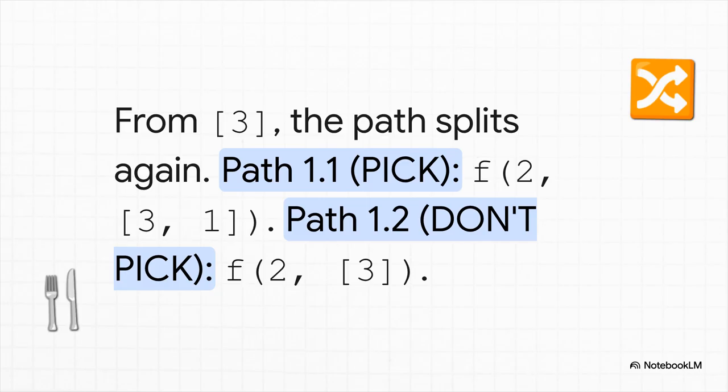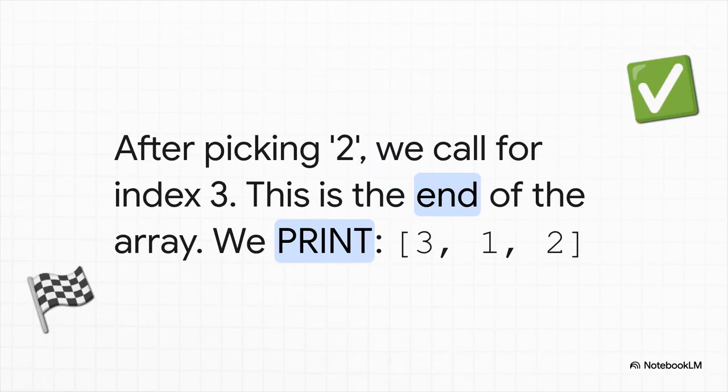Now we're at index 1, looking at the element 1. And guess what? We do the exact same thing again. We split. We make 2 new recursive calls, one where we pick 1, creating 3, 1, and another where we don't pick 1, leaving us with just 3. And if we follow that path all the way down, we eventually add the 2, and then the function gets called for index 3. But wait, our array only goes up to index 2, so index 3 is our signal to stop. That's the base case. We've made a decision for every element, so we print our very first result, the full subsequence 3, 1, 2.